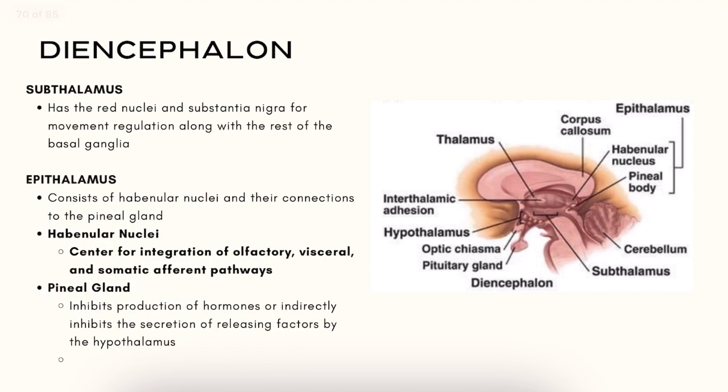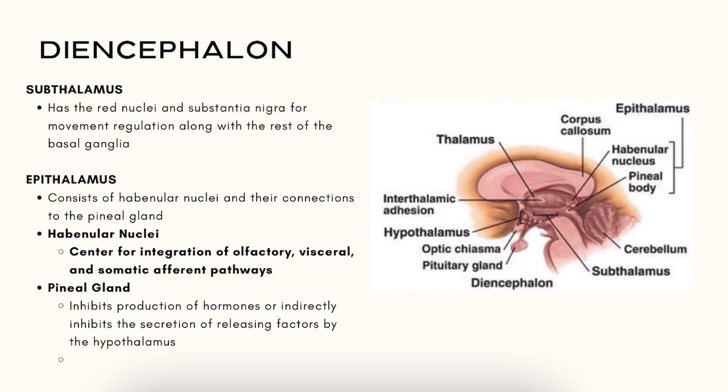Okay, so this is our subthalamus. We have our subthalamus right here, and it has the red nuclei and the substantia nigra for movement regulation, along with the rest of the basal ganglia. If you remember, we just said that our subthalamus influences motor output. It does that by working together with the basal ganglia, and it has your red nuclei and the substantia nigra. Next, we have our epithalamus.